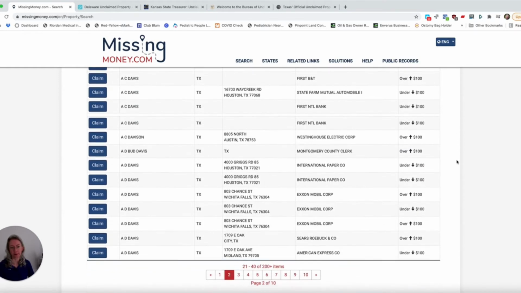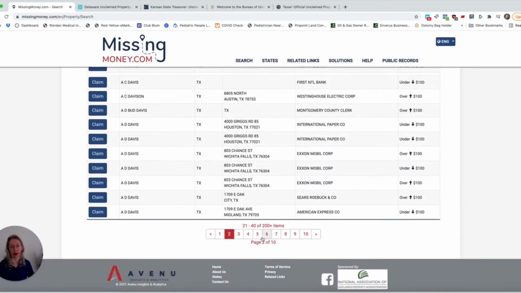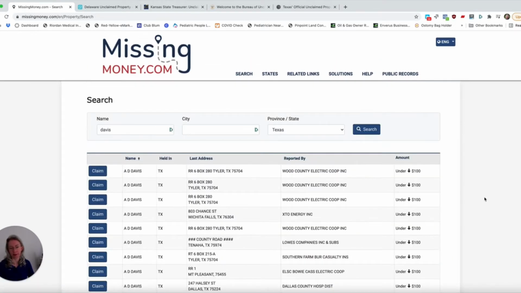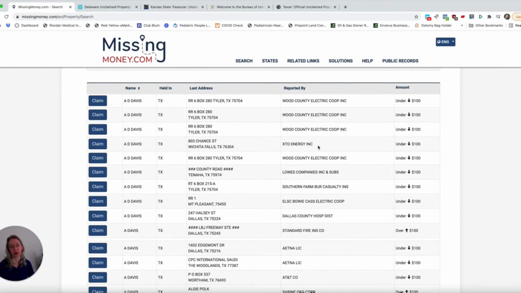Oh, these ones also could be. We have ExxonMobil Corporation. Exxon operates a lot of different wells. You can get royalties from Exxon. Here's one. This is definitely a royalty. This is for A.B. Davis in Texas, in Wichita Falls. And the company that owes the royalties is XTO Energy. This is a very common operator in Texas. And we can see here that their royalties are under $100.